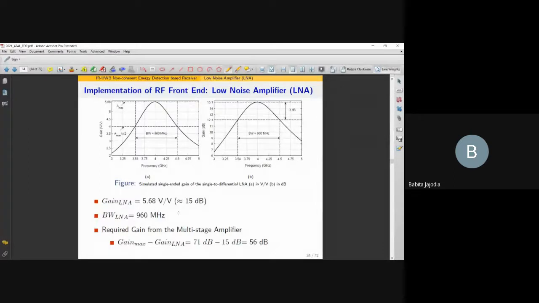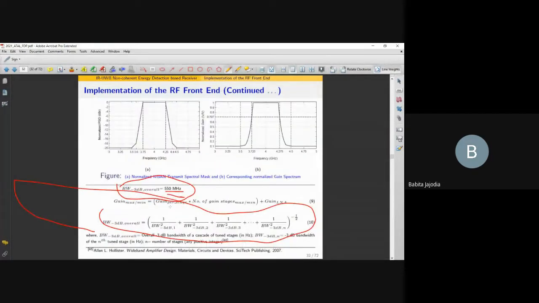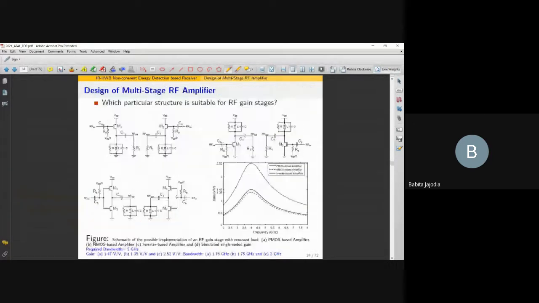Based on that, we can see this is the 960, and the gain it was supporting, the maximum gain, is 5.68. Okay, now as we mentioned, the maximum gain is 71 dB and we are getting a gain of 15 dB from the LNA already, right? So how much extra gain do we need? The LNA will always give 15 dB, so we need the gain from the remaining stages to be 56 dB, right? So we have to take this 960 as well as each stage's gain, and all should follow this equation to make the overall bandwidth 550 megahertz, right?